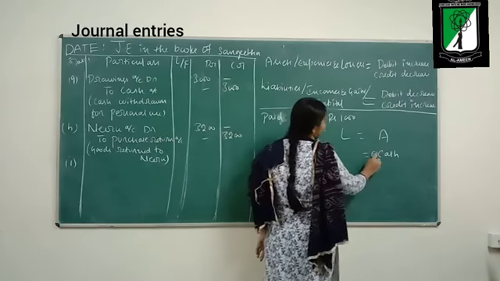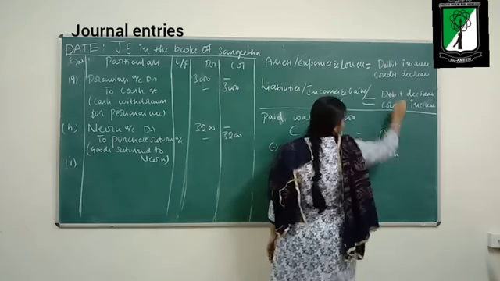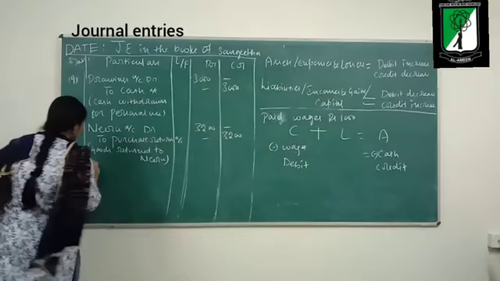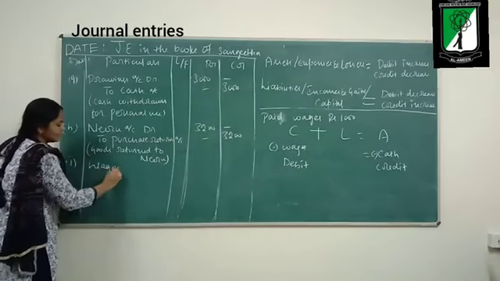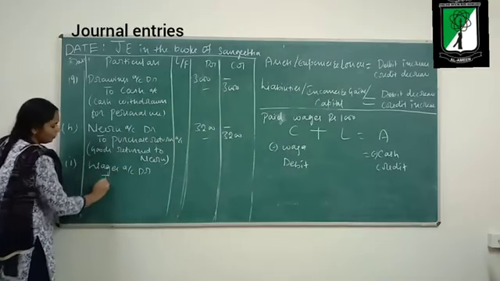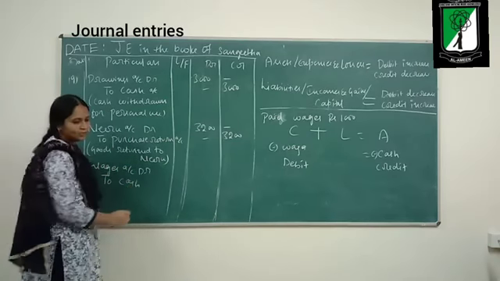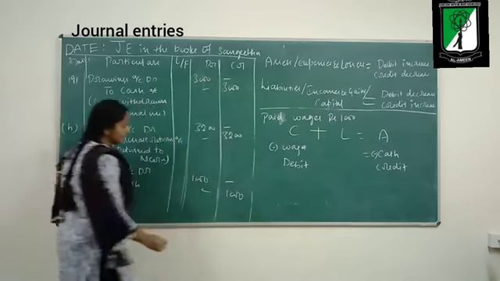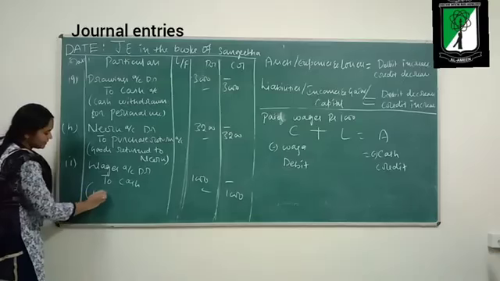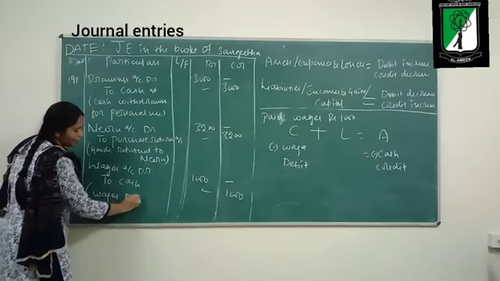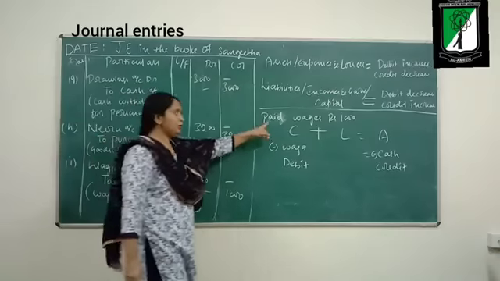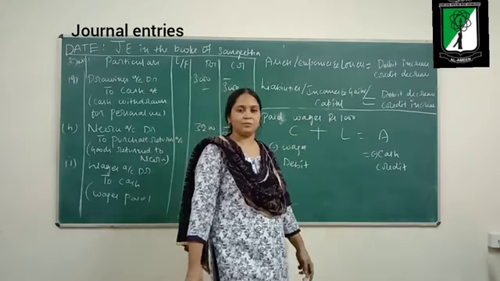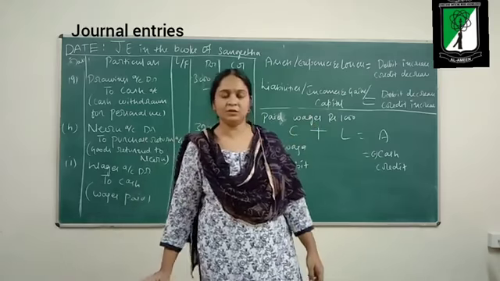This is an asset, and it is decreasing. Decrease should be credited. So what is the journal entry? Wages account debit to cash account. How much wages are paid? Rupees 1,000. Narration: Wages paid. Hope you all have understood. I want you to add this last transaction in your question. Thank you.